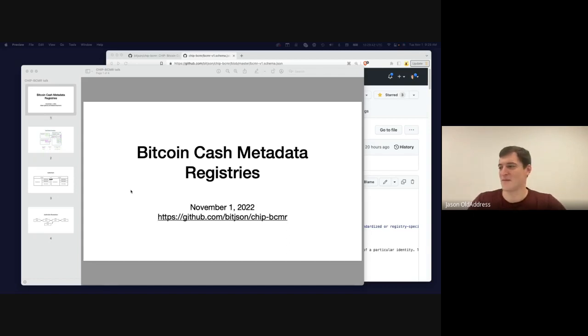Right, so Bitcoin Cash Metadata Registries are JSON files that can be broadcast either over HTTPS or on-chain. They can be resolved by wallets using a trusted URL, and then later upgraded to on-chain identities, and then on-chain identities can sign the latest state of the registry. So you can broadcast registry updates with on-chain transactions.